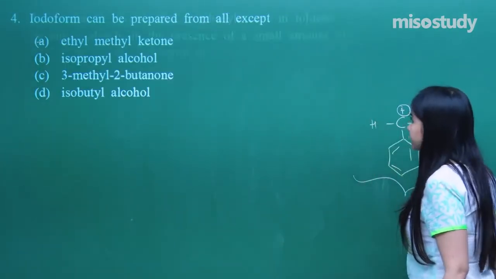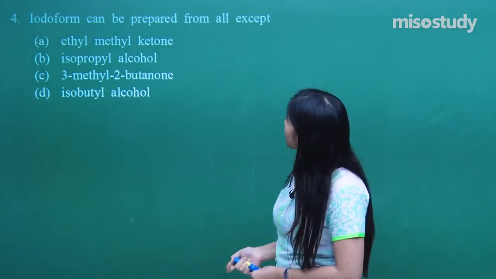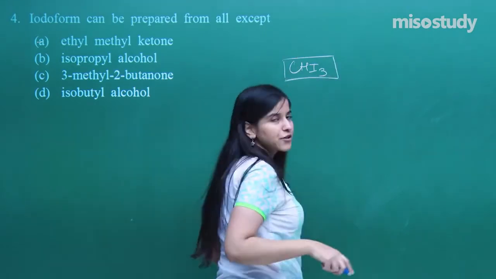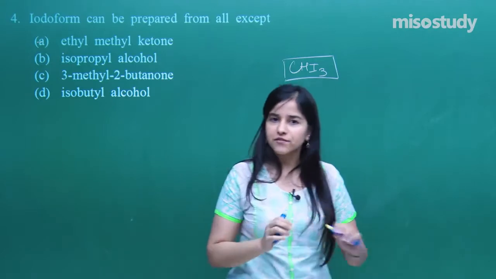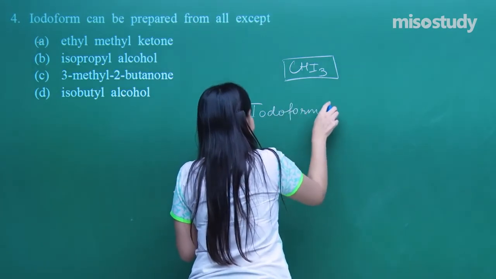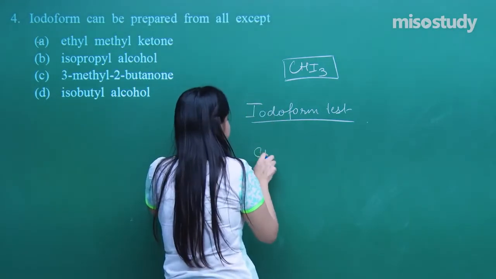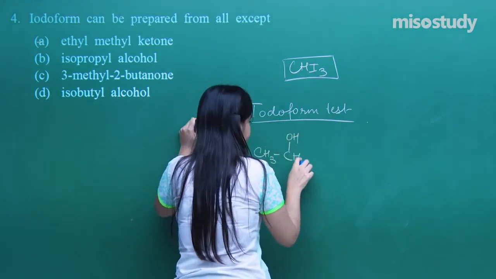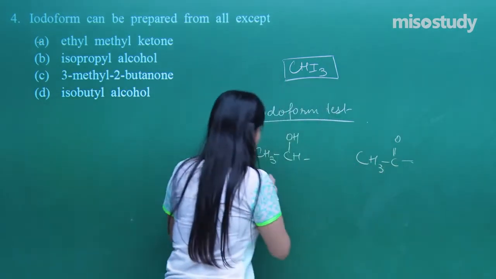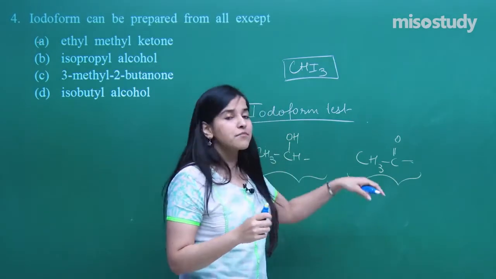What do I have? Okay, it's a very interesting question related to iodoform. Iodoform can be prepared from all except. Now what is iodoform? That is the iodoform. And what all compounds give this iodoform test? So here I have got the iodoform test. And this iodoform test is actually given by compounds like these types of compounds, or compounds having such groups. So these are the two particular compounds, or I can say groups, which need to be attached on a compound for that compound to give the iodoform test.